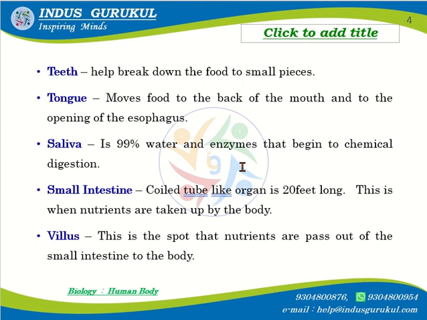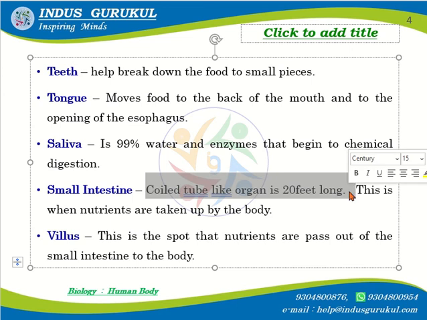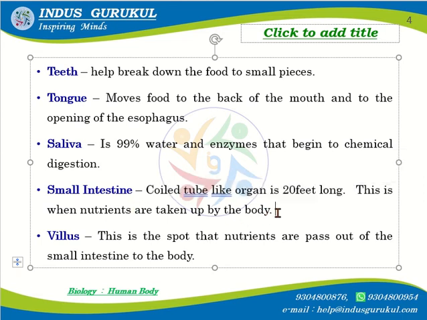The small intestine plays a bigger role. It's a coiled tube-like organ, and it can be as long as 20 feet. It's so closely coiled that it can be accommodated in a small place like the abdomen that we have. This is where most of the nutrients are taken up by the body. So most absorption or digestion takes place in the small intestine.